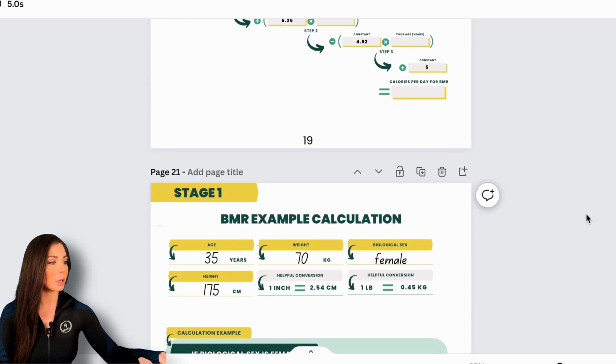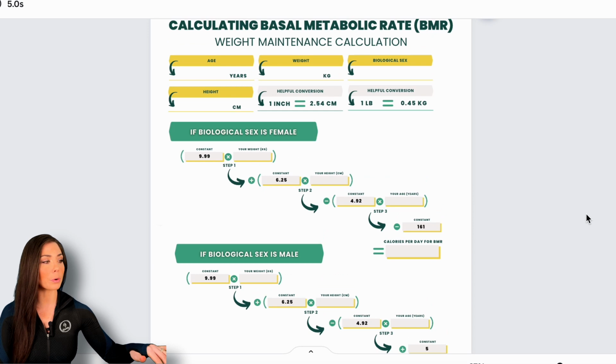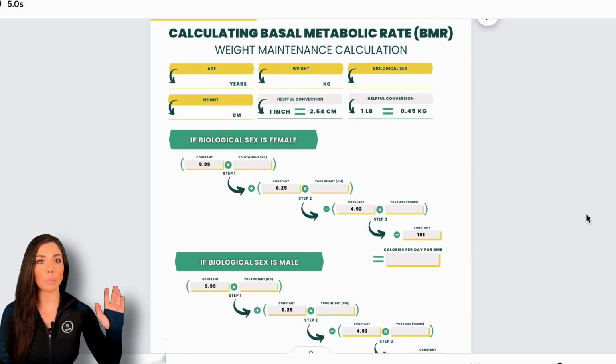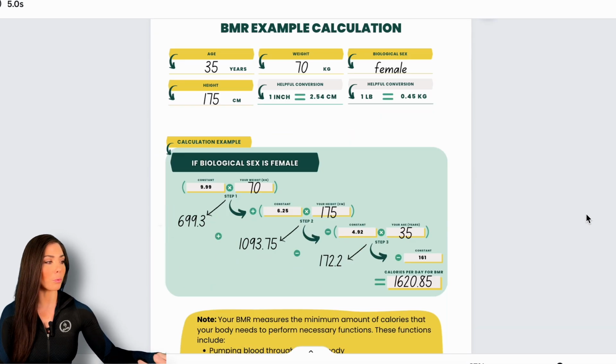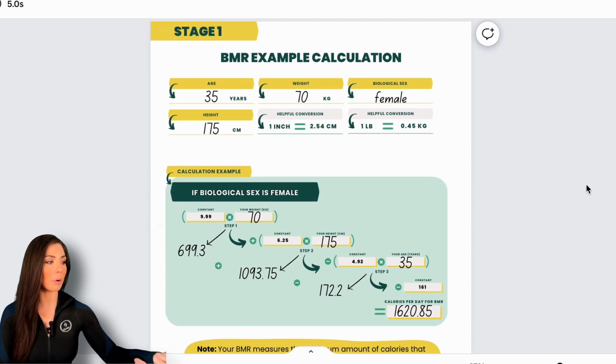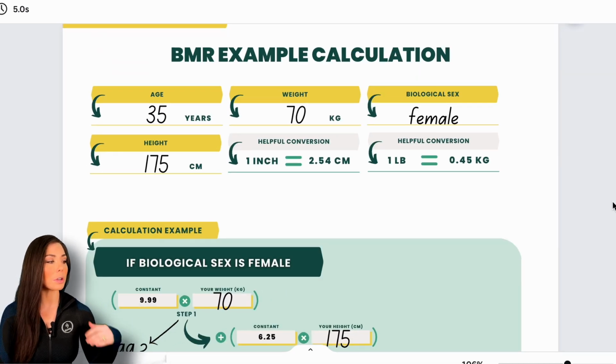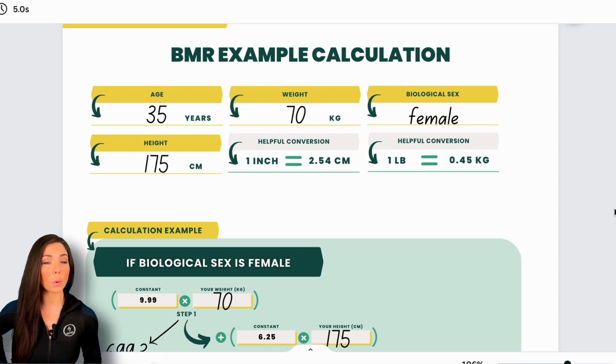On this page 19, this is where you can print this out and fill it out yourself. This is the first step of the weight management calculation. So let's jump right to the example page, the BMR example calculation. This is the first stage in calculating it out. You can see where somebody filled out the information. So you just put your age, and then you want to put your weight in kilograms.